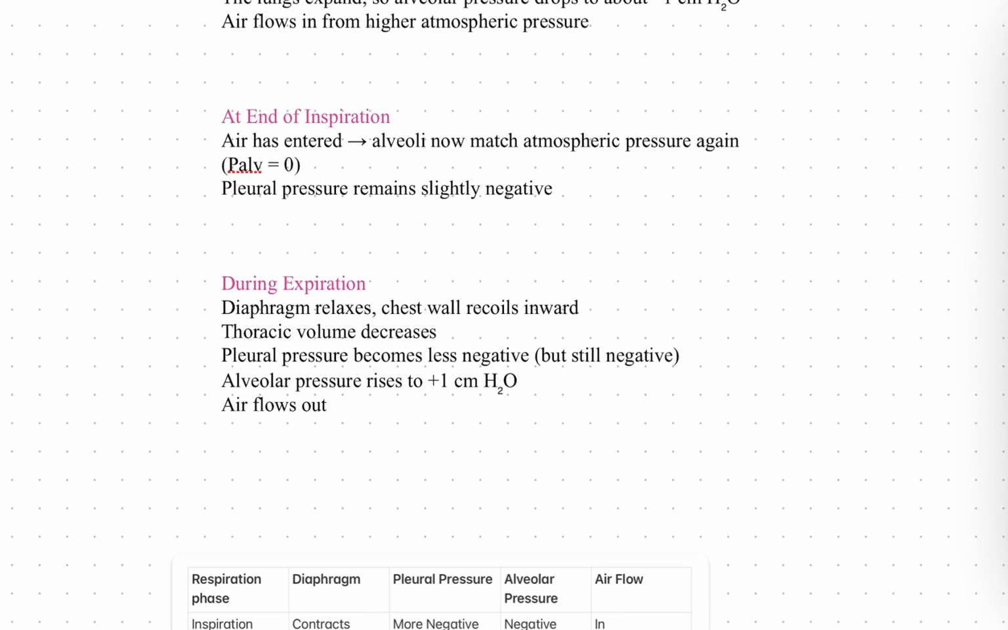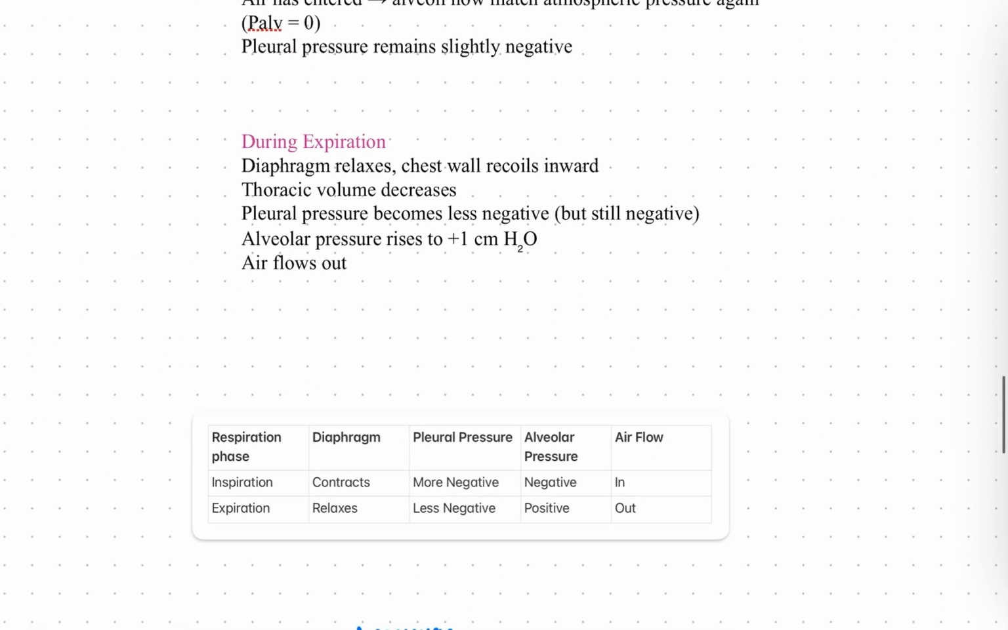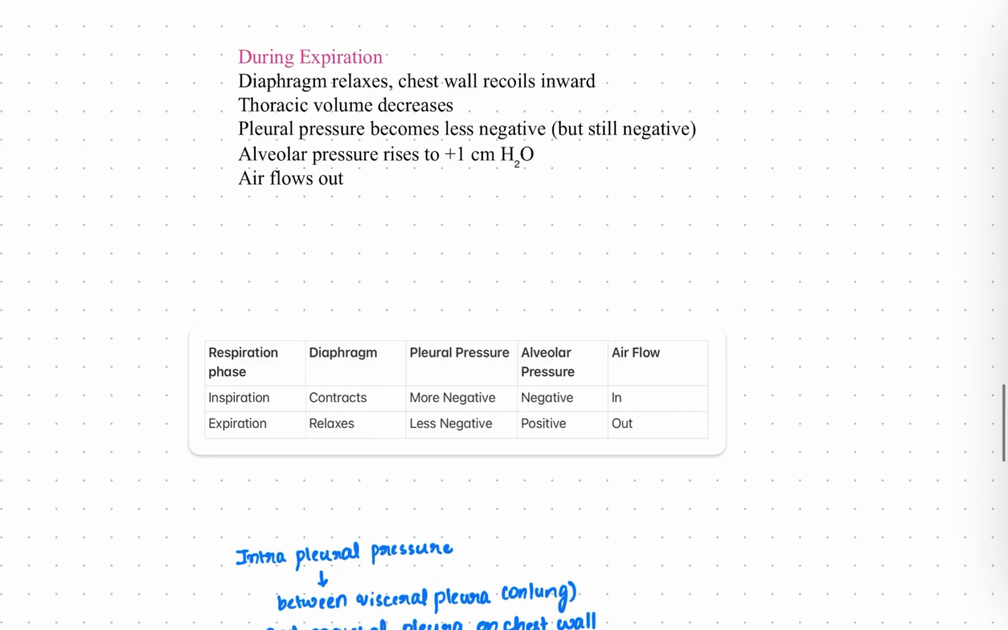During expiration, the diaphragm relaxes and the chest wall recoils inward. So the thoracic volume decreases and the pleural pressure becomes less negative because it increases, but still it is negative. The alveolar pressure rises to plus 1 centimeters of water and the air flows out because the pressure inside the alveoli is positive. The pressure out in the atmosphere is 0. So it moves from high pressure to low pressure.